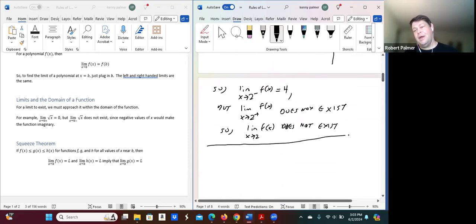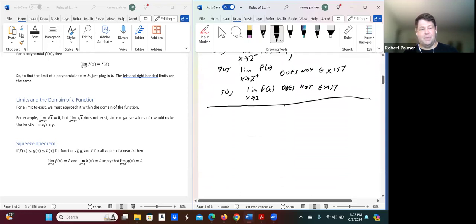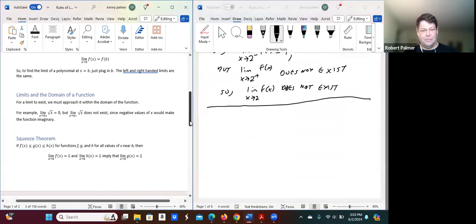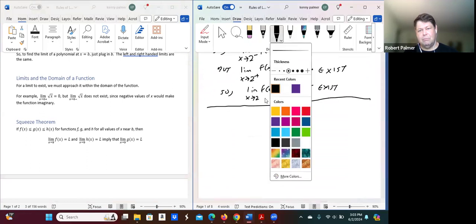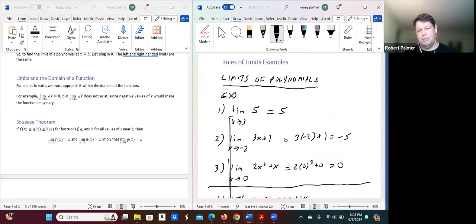Okay. Next idea is something called the squeeze theorem. Let's talk about that below.